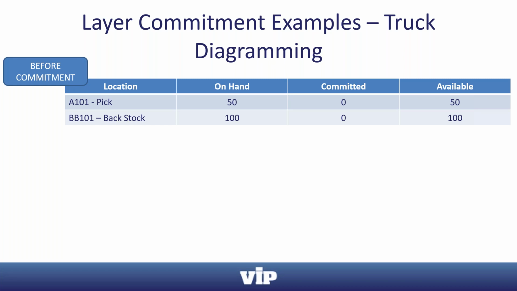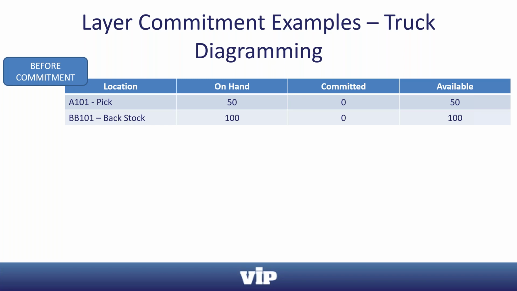So I can see that I have a pick location and I have a backstock location, and those would also have code dates associated with it. But I can see that I have an on-hand column, a committed column, and an available column. And this shows the same for anyone using LBI. You can see these 3 columns. And basically, prior to any commitments, you can see that the commitment column is 0.